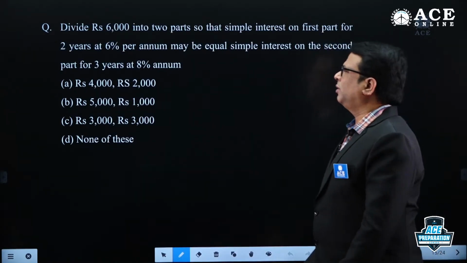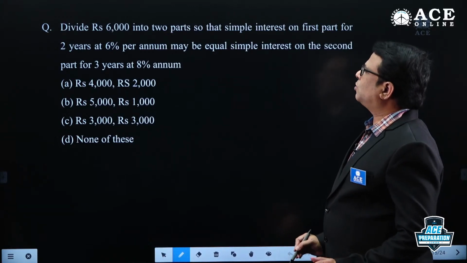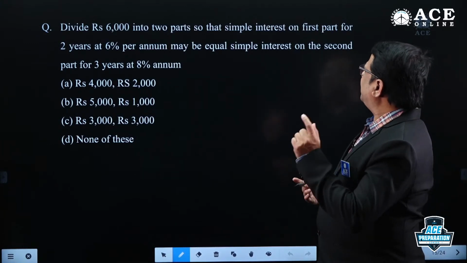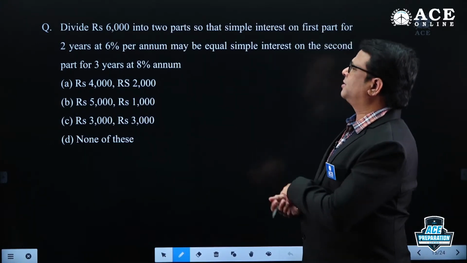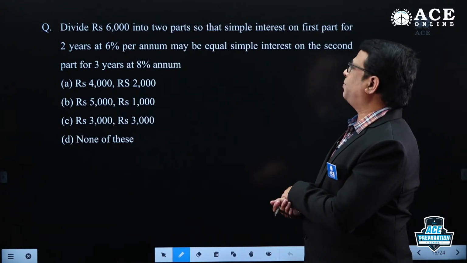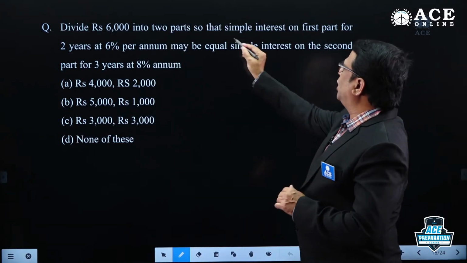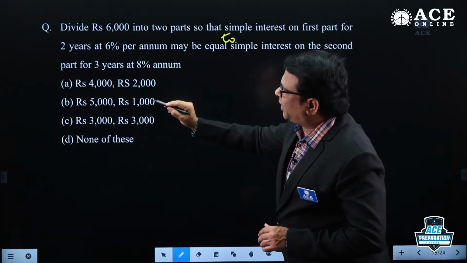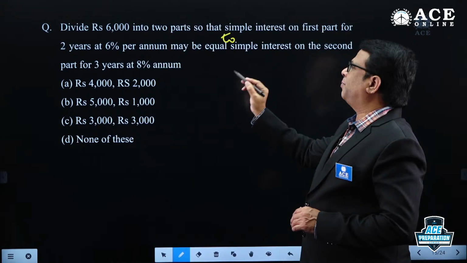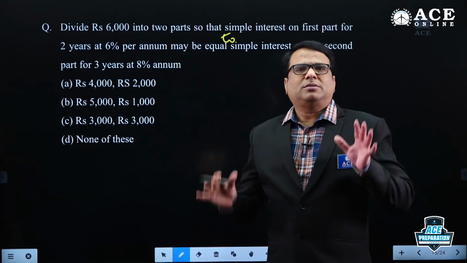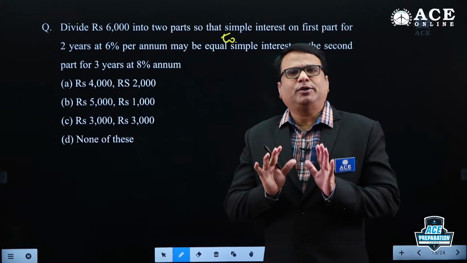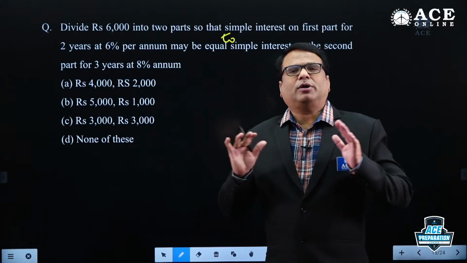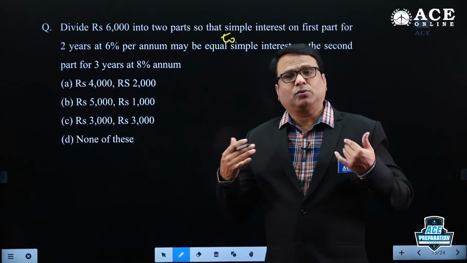The next question. Divide rupees 6,000 into two parts so that simple interest on first part for 2 years at 6% per annum may be equal to simple interest on the second part for 3 years at 8% per annum. Now 6,000 rupees should be divided into two parts. Two parts doesn't mean two equal parts.